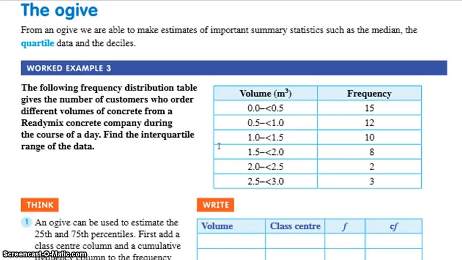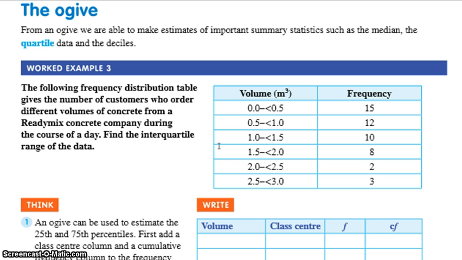All right, so what we've got is we're going to have a look at an ogive. Now, the ogive looks similar to a polygon from a frequency histogram, but the ogive appears on a cumulative frequency histogram. So they have given us a frequency distribution table with grouped data, with all of the data in there. It gives us the number of customers who order different volumes of concrete from a ready-mix concrete company during the course of the day. Find the interquartile range of the data.